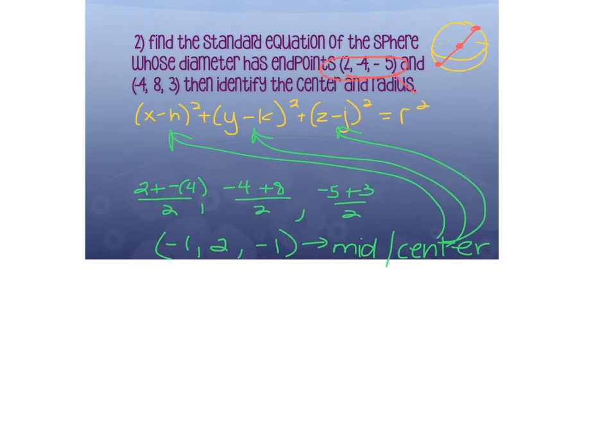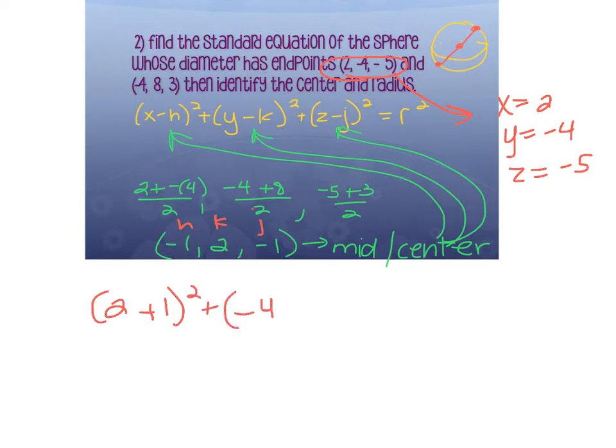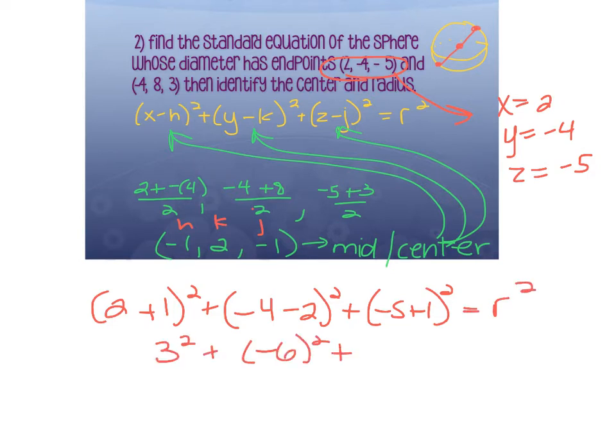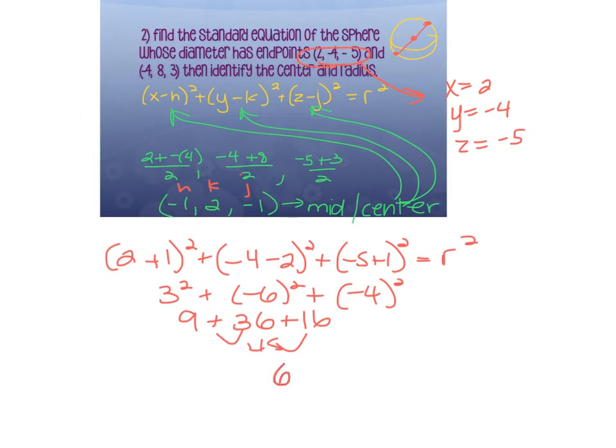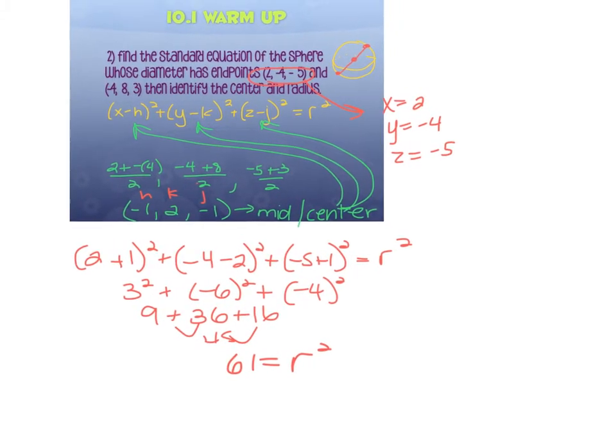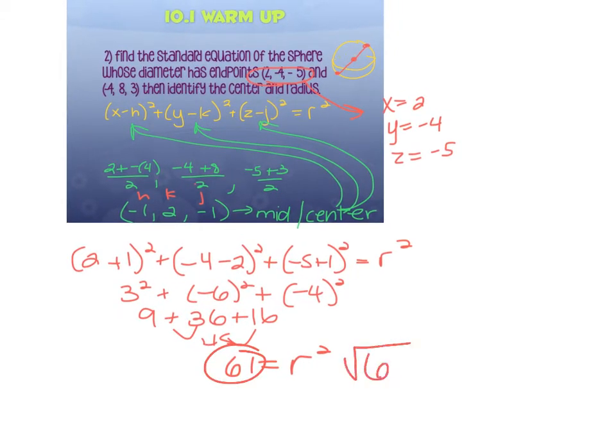So I'm just going to pick this point first. That X would be 2, Y would be negative 4, and Z would be negative 5. So 2, and then this is my H, my K, my J. 2 minus the negative 1 becomes plus 1 squared, plus negative 4 minus 2 squared, plus negative 5 minus the negative 1 becomes plus 1 squared, equals the radius squared. So I get 3 squared plus negative 6 squared plus negative 4 squared, 9 plus 36 plus 16, that's 45, plus 16, 61. So if it asks for the radius, which it is in this case, I actually have to take this and square root it. So the square root of 61 is my radius.